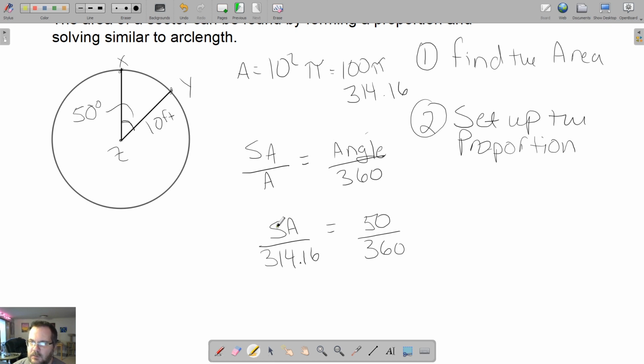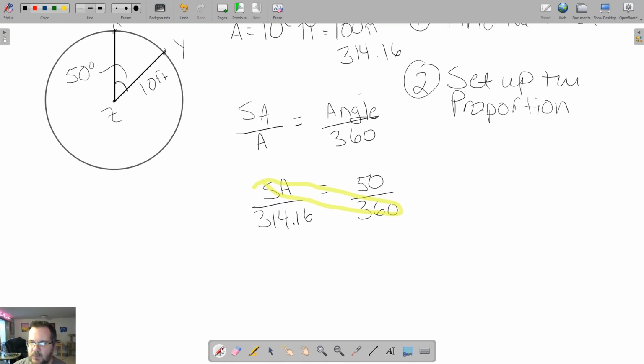Now from here, I'm going to do the butterfly thing. I'm going to do surface area times 360, and that goes on one side. Sector area, not surface. So that'll be 360 times the sector area. And that's going to be equal to the other side, which is 50 times 314.16. 50 times 314 is 15,708.